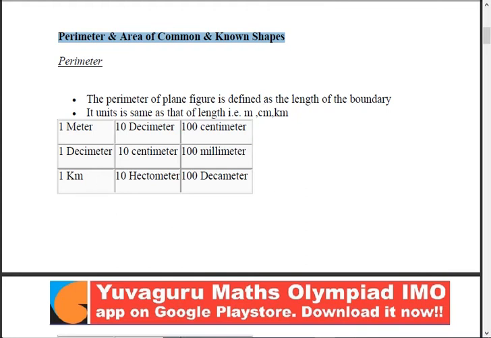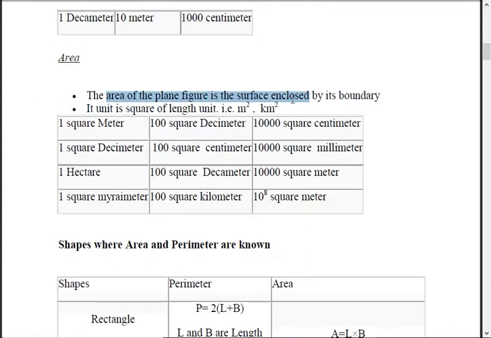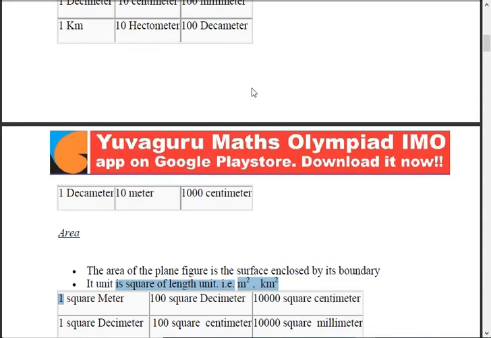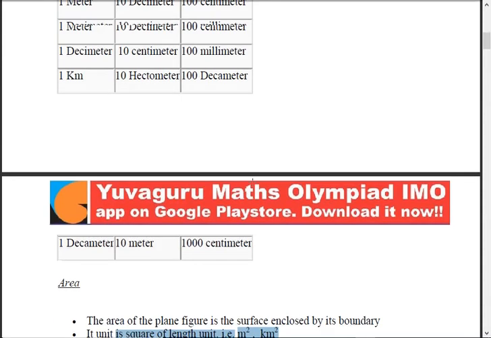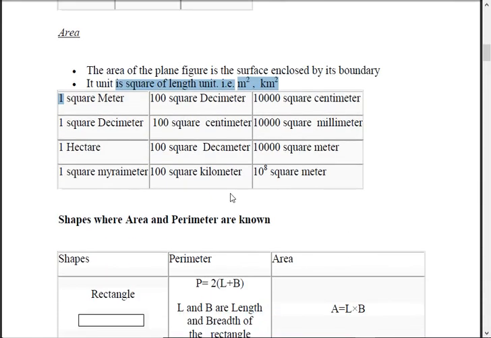These are the basics. The area of a plane figure is the surface enclosed by its boundary. The unit is the square of length, like meter square, kilometer square. 1 square meter equals 100 square decimeter. You need not remember all this once you remember the above table. Square meter means meter into meter. 1 meter equals 10 decimeter, so 10 decimeter into 10 decimeter is 100 square decimeter. Similarly for centimeter, it is 10,000 square centimeter. Once you understand this table, everything else is easy.